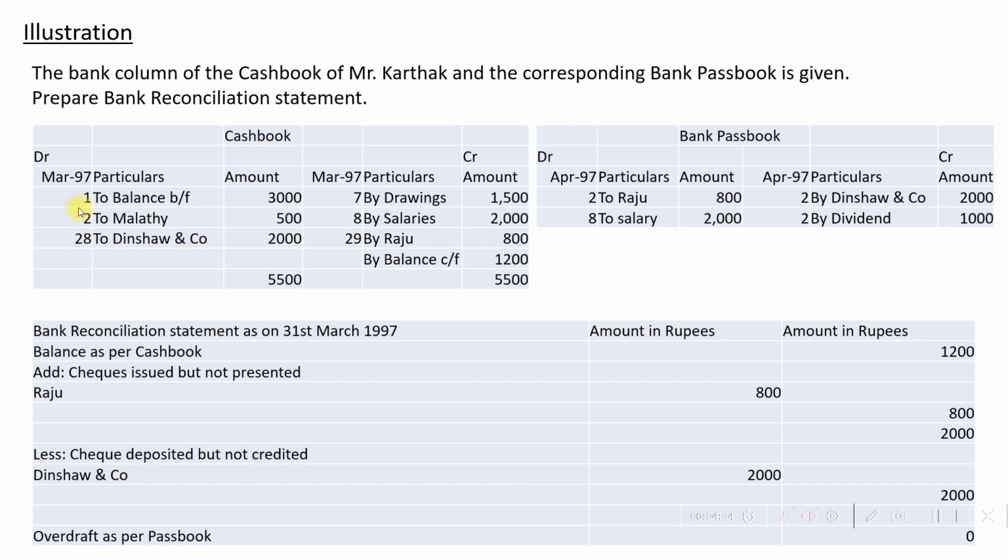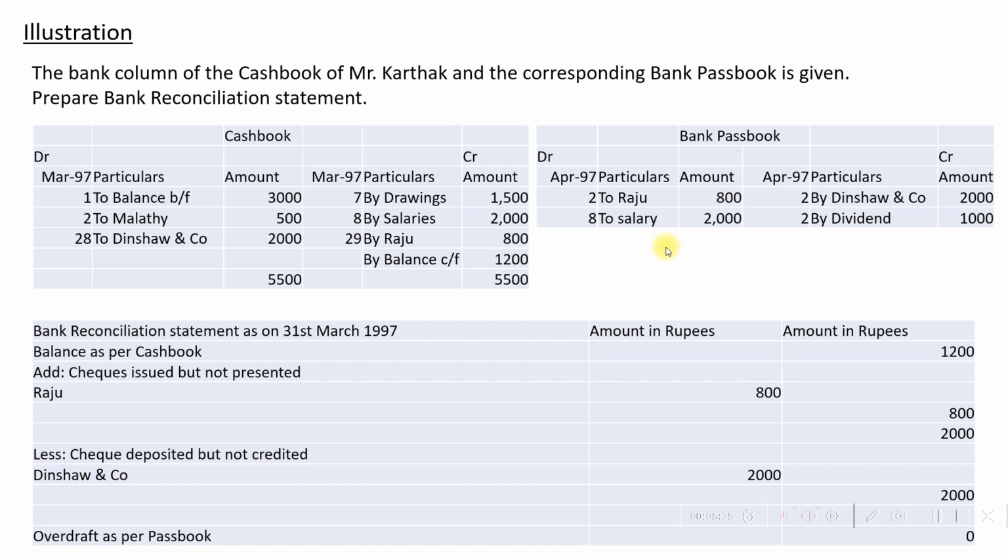In the cash book on 28th March 1997, there is an entry for Dinshaw and Company for 2000 rupees. This is a debit entry, which means cash is coming to the trader. Since we are only considering the bank column of the cash book, the customer must have written a check. The trader got that check on 28th March 1997 and immediately recorded it, which is why it is in the cash book on March 28, 1997.